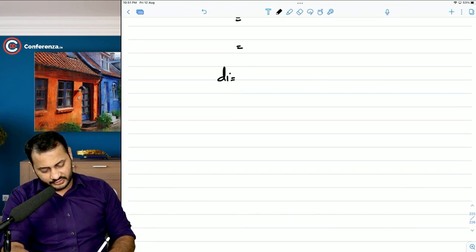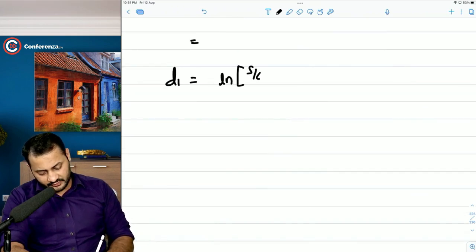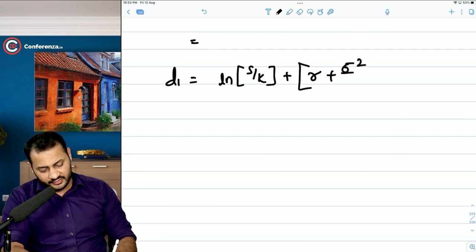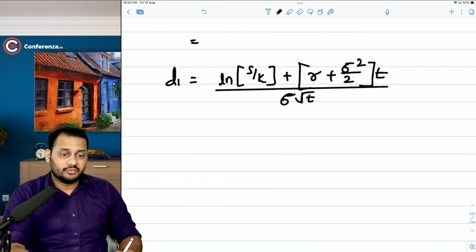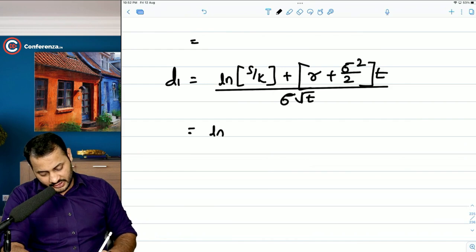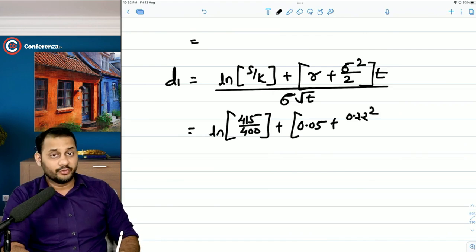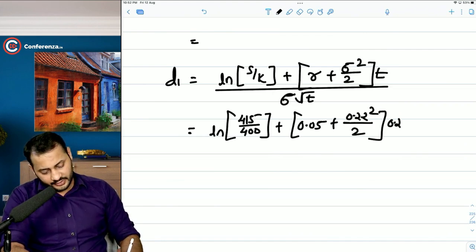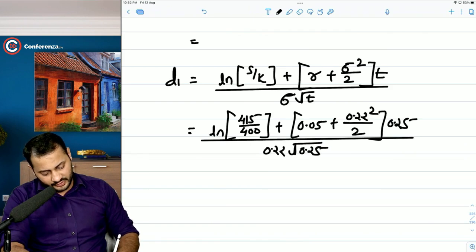Now let's calculate d1 first. Let's write down the formula. d1 is the natural log of spot price divided by strike price, plus, inside the bracket, rate of interest plus standard deviation square divided by 2, into time, and then divided by standard deviation into under root t. You can remember this only after certain practice. So natural log of spot price 415 divided by the strike price 400, plus rate of interest 0.05, plus standard deviation 0.22 square divided by 2, into 0.25, the time, 3 months. Again 0.22 under root time, which is 0.25. This is how you have to write it down.